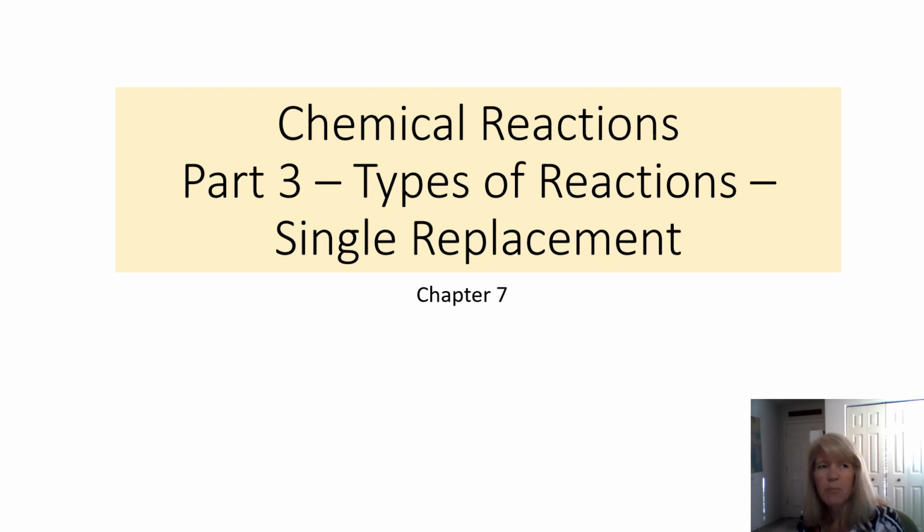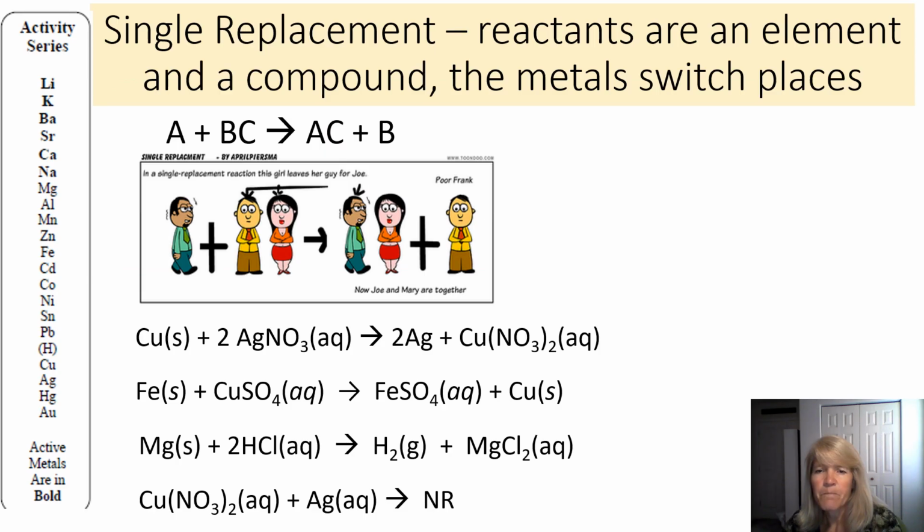Part 3, single replacement. Single replacement is the next one. And so single replacement is where reactants are an element and a compound and the metal switches places. Now it could also be the non-metal, but the ones we're going to consider, it's the metal that switches places. So you can see that you have A, a metal by itself, plus BC, a metal in a compound. And what happens is the A and B switch places so that A is now in the compound and B is by itself. So that's how a single replacement reaction works.